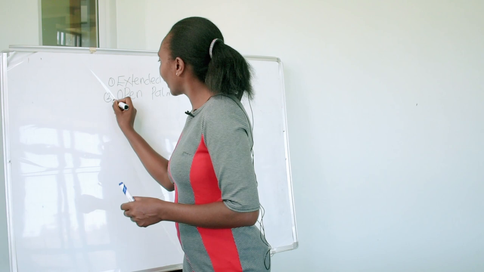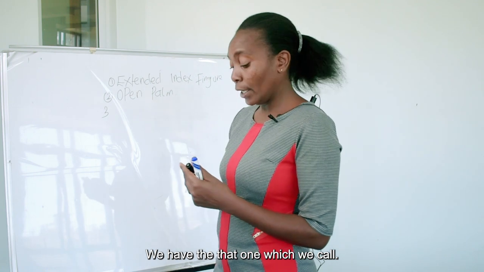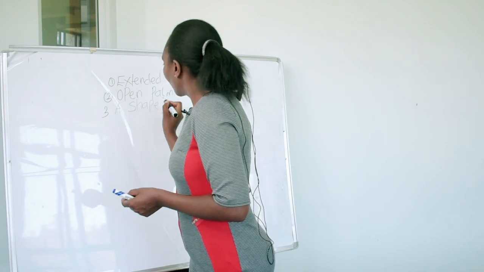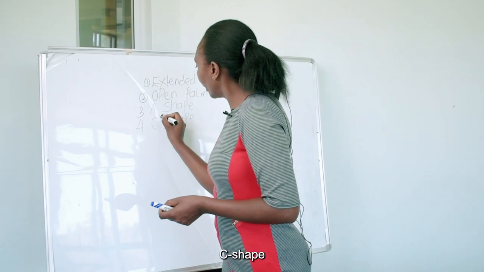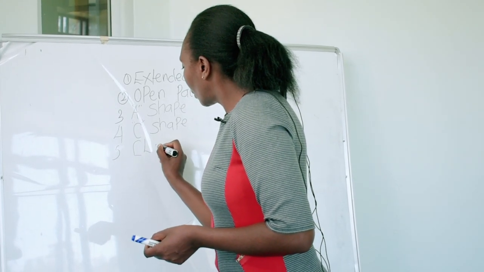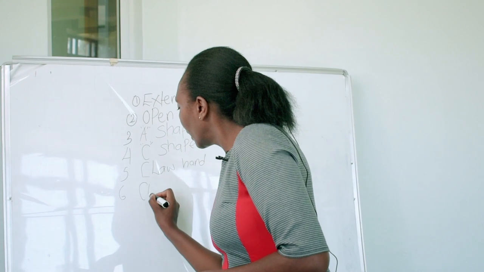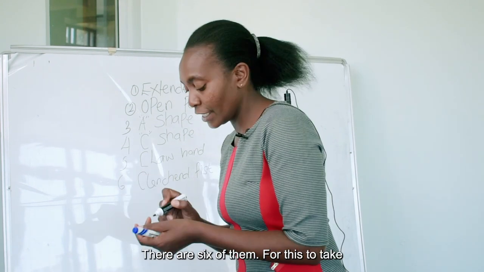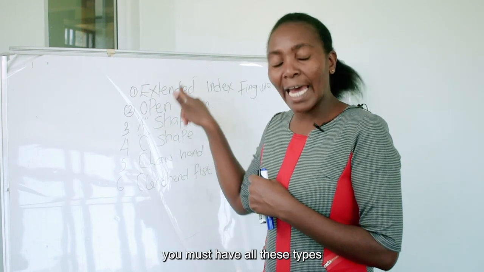This is the first one. We have the second one. We have the third one. There are supposed to be six of them. We have the third one, which we call A shape. Number four, we call C shape. Number five, we call it claw hand. Number six, which we call clenched. There are six of them. For the signing to take place, you must have all these types of handshape.